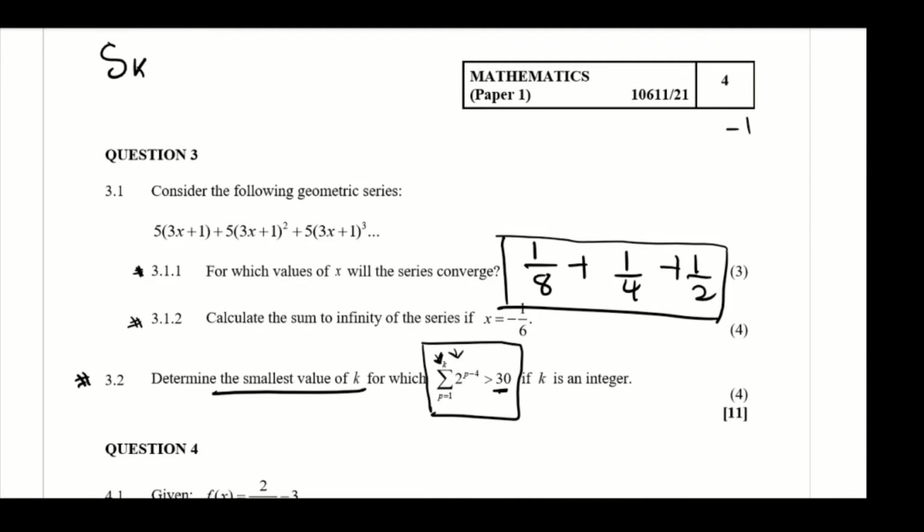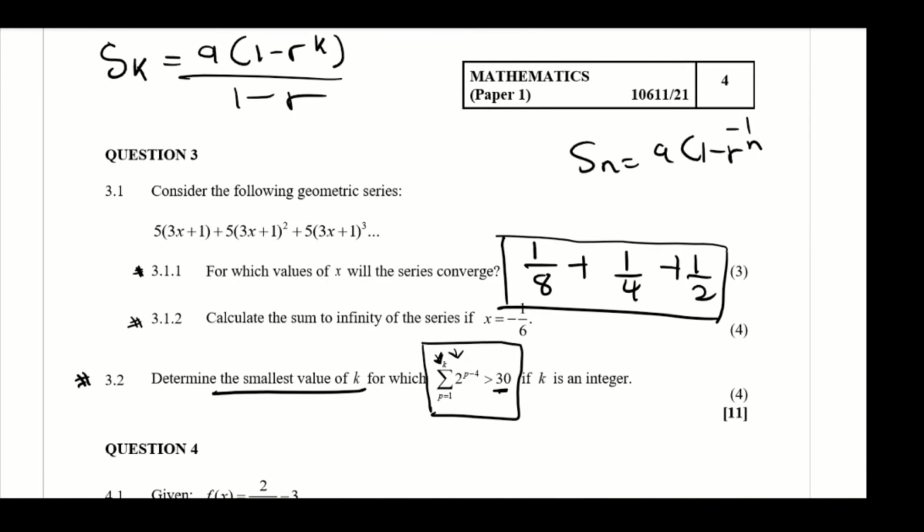So we're just going to say S of k is equal to a into 1 minus r to the power of k, instead of writing n, divided by 1 minus r. Remember that the standard one is Sn is equal to a into 1 minus r to the power n, divided by 1 minus r. So this is the standard equation of a geometric series. So we're going to use this one, where instead of writing n here, we're just going to write k.